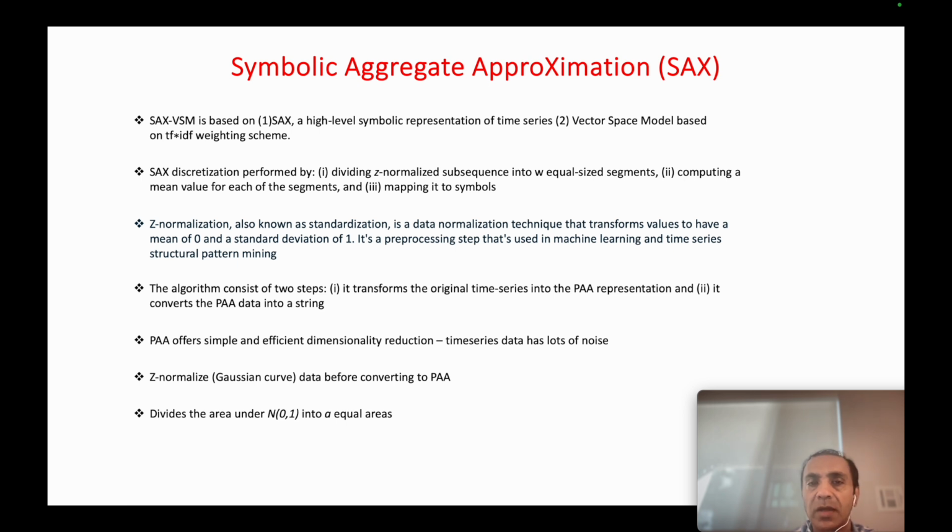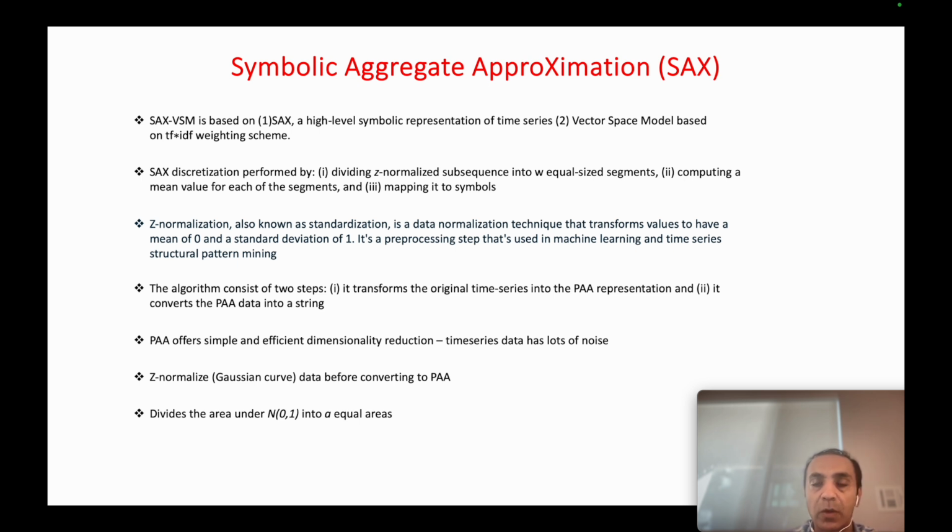Z-normalization is also known as standardization, which is a data normalization technique that we usually use before building any machine learning method, like this one as well, where we use classification. It basically transforms values to have a mean of 0 and a standard deviation of 1. It means it normalizes the data, so the data becomes a normal distribution basically, with mean 0 and standard deviation of 1. It's a pre-processing step that is used quite often in machine learning and time series structural pattern mining. The algorithm consists of two steps.